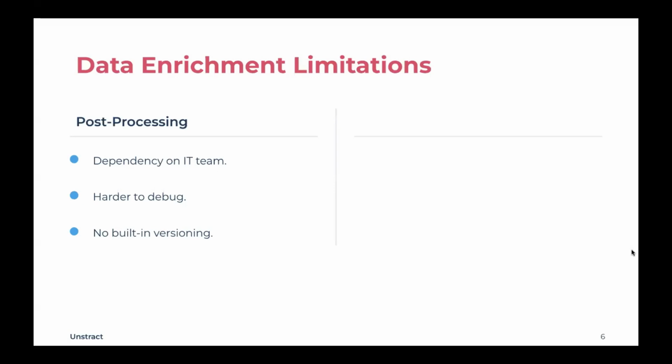Because even for simple fixes, you'll have to contact the IT team and they would take some time to respond and work on the actual fix. And this could easily take you days or even weeks of time. Secondly, with post-processing systems, it is harder to debug. Extraction and enrichment run on separate systems. So tracing an error means you'll have to jump between two disconnected places. And this could again bring some hassle into the process.